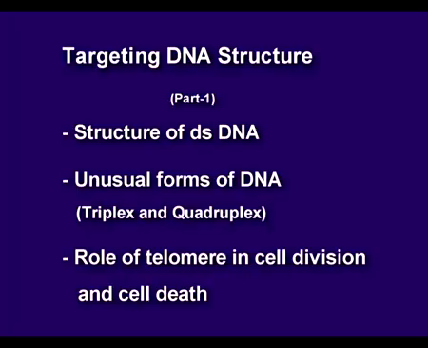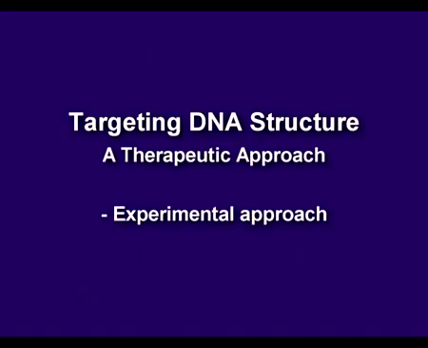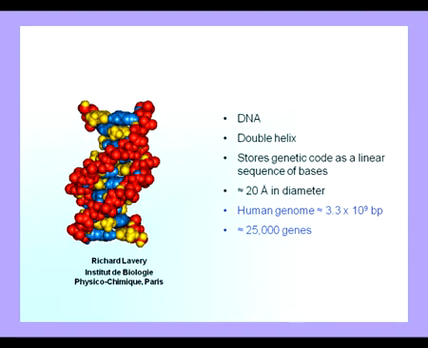Dear learners, welcome to the program on targeting DNA structure. This will be discussed in two parts. Part 1, targeting DNA structure, deals with salient features of double-stranded DNA, various unusual forms like triplex and quadruplex, and the significance of telomere in cell division and cell death. Second part, targeting DNA structure, a therapeutic approach, deals with various experiments. So, let us start with DNA structure.